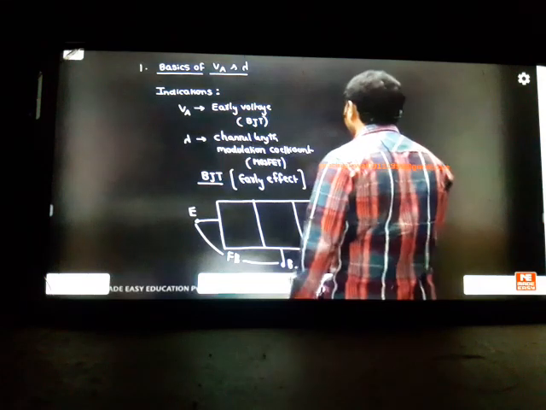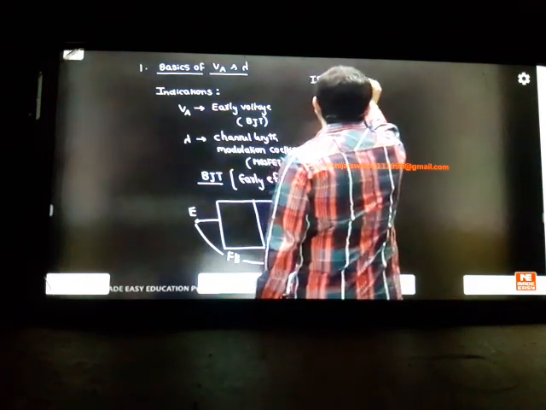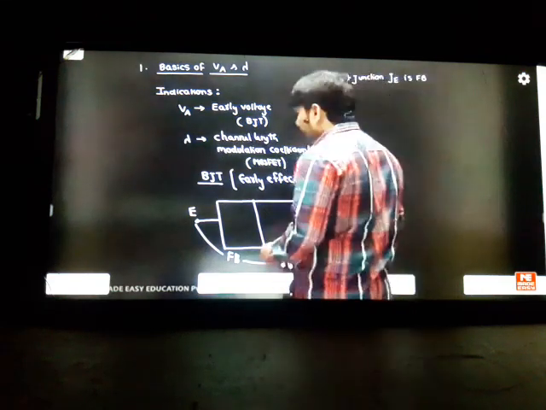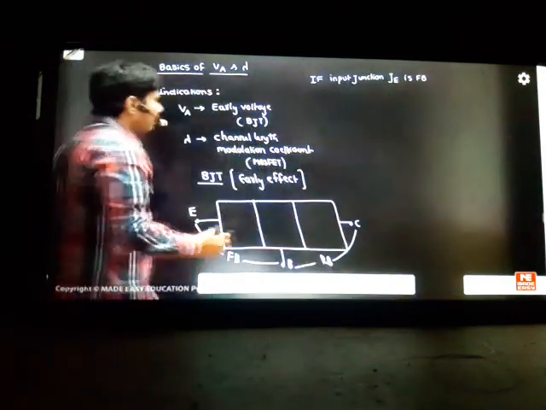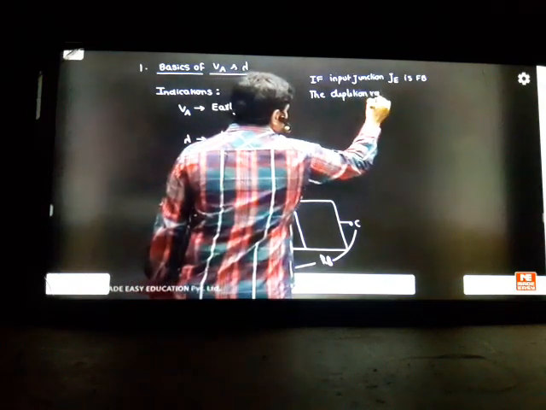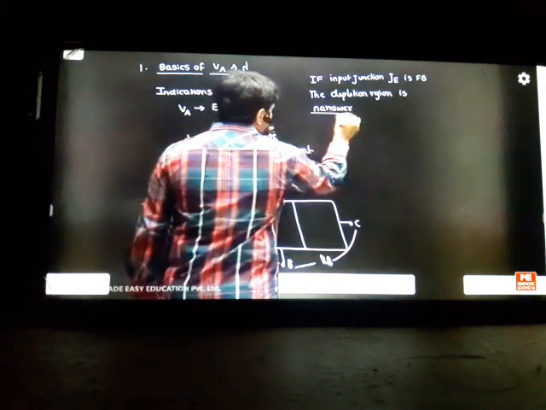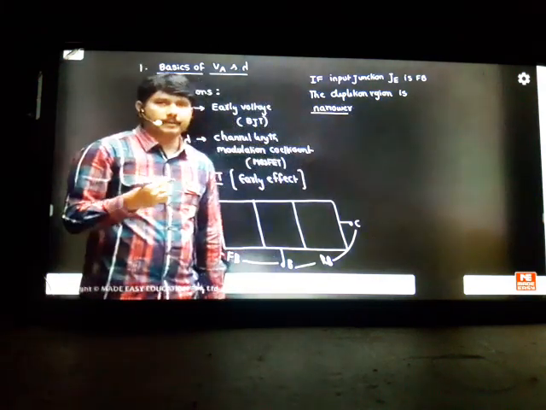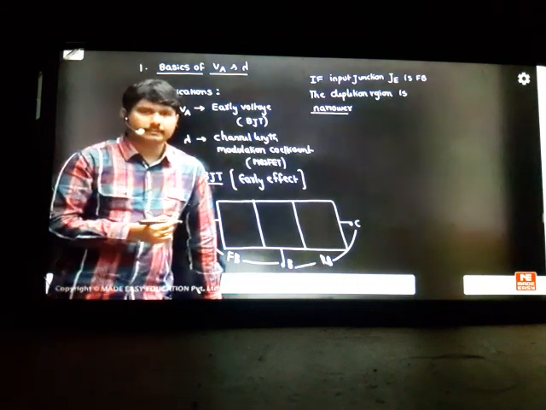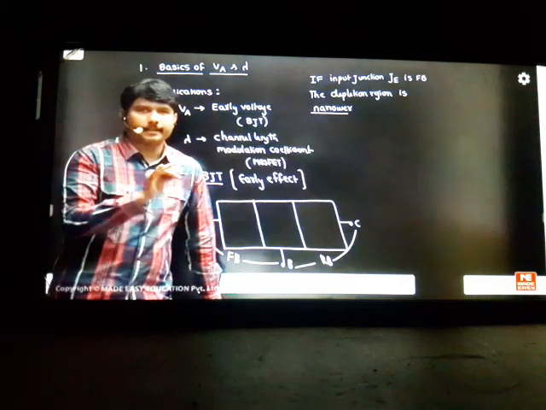Then what will happen? I'll write here. If the input junction JE is forward biased, the depletion region is narrower. This point is very important. When you bias a PN junction diode in forward bias, the depletion region will not increase, it will decrease. So in forward bias the depletion region is narrower, that means it becomes a negligible depletion region. So we are not expecting any depletion region in forward bias.